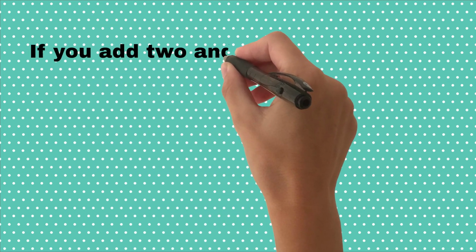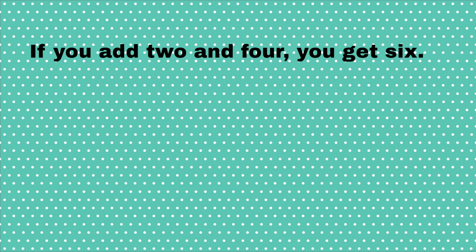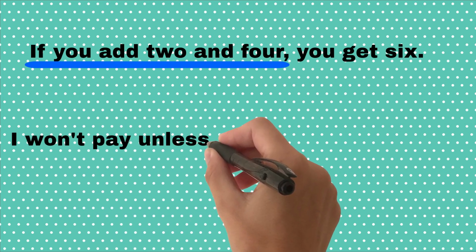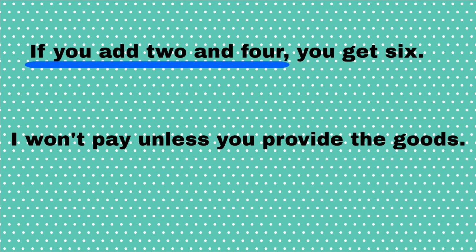For example, if you add 2 and 4, you get 6. In this sentence, if you add 2 and 4 is a conditional clause, which is explaining a cause and effect relation. I won't pay unless you provide the goods. Here, unless you provide the goods, is a conditional clause.